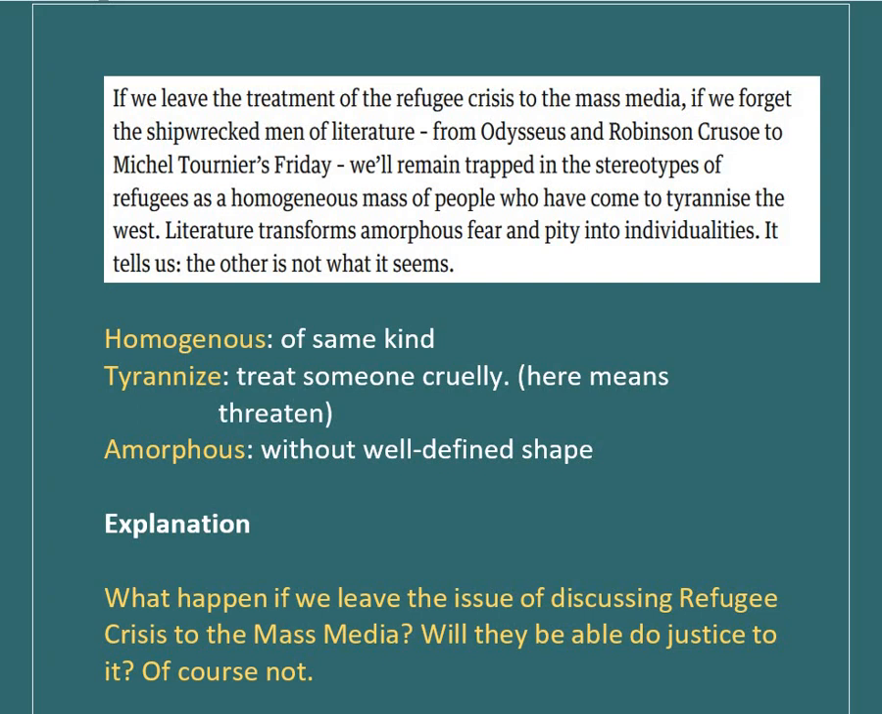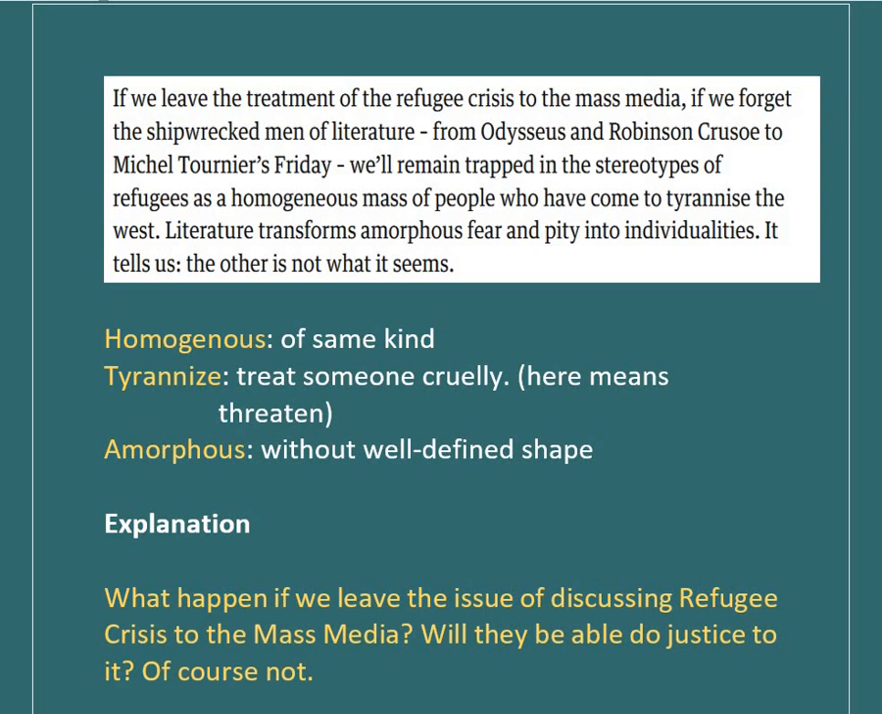See, we will remain trapped in the stereotypes of refugees as a homogeneous mass of people who have come to tyrannize the West. See, if literature had not explained to us the perspectives of the lives of refugees, we would have believed that refugees were a mass of homogeneous people. Homogeneous means same kind of people who came to tyrannize, threaten the Western culture.